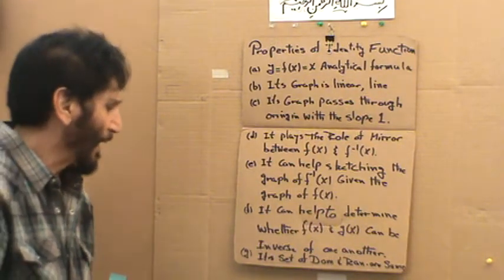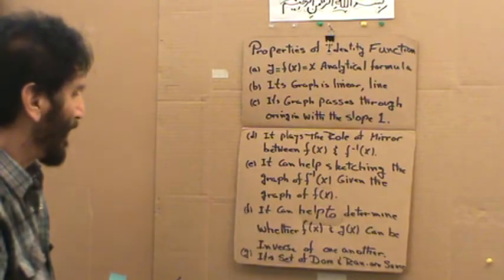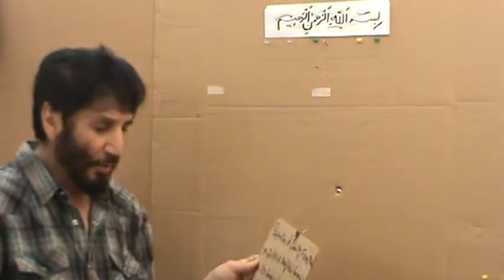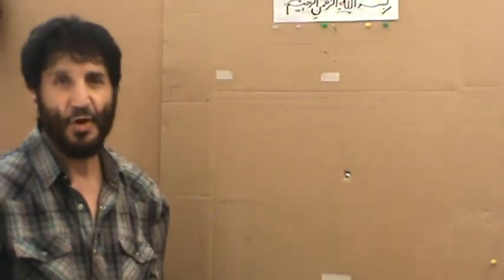And the other thing is that the set of domain and range of the identity function are the same. They have the same domain and range.